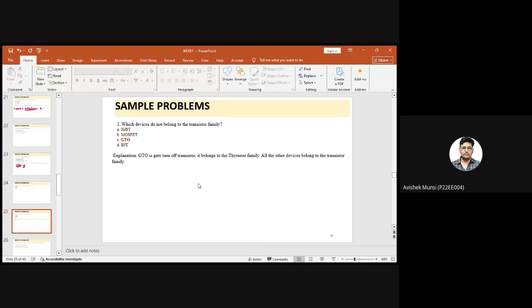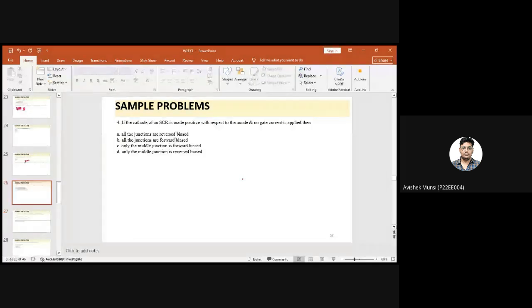Fine. Many of you have answered it correctly. That is the gate turn off thyristor, which belongs to the thyristor family. So that's why this is not a transistor. The rest, BJT, IGBT, are all transistors. MOSFET is also a transistor type because its gate, drain, source is similar to the base, collector, emitter of a BJT, or the gate, collector, emitter of an IGBT.